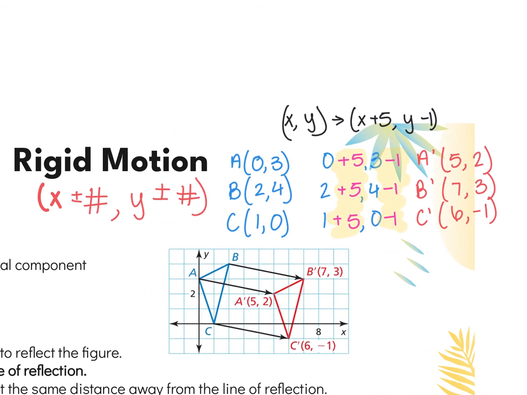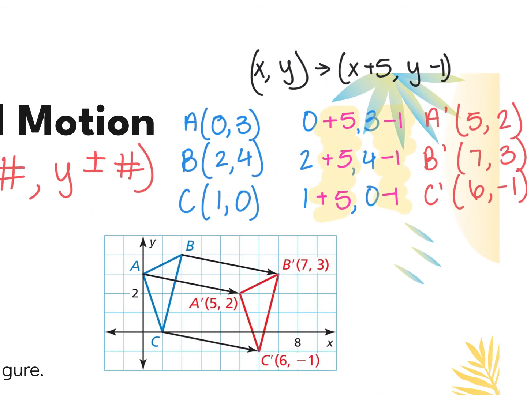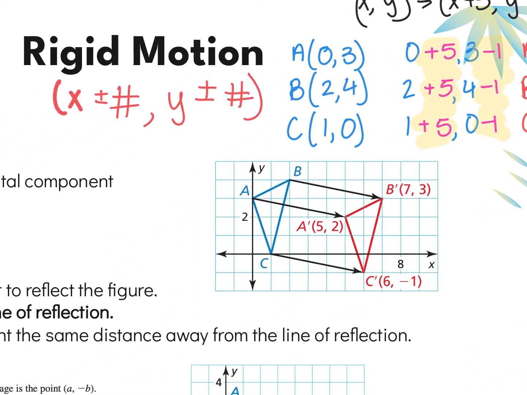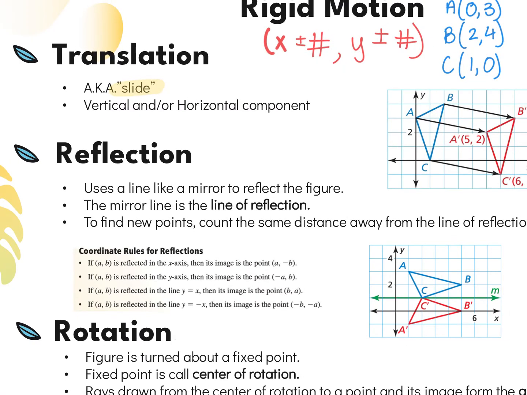Okay, translations are pretty easy. Again, it's just a slide on your graph. All right, looking at the next one, we have a reflection. Okay, reflection is like a mirror image. Like I said before, if you're putting paint on half a paper, you fold it in half, and it's onto another paper, it made a reflection.